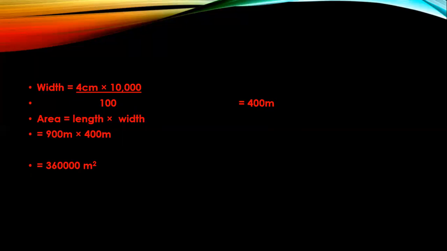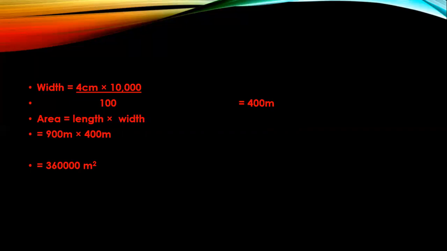Remember when in class 6, if I give you a rectangular plot whose length is 900 meters and width is 400 meters, then I'm asking you to find its area. Area of a rectangle is length times width. So 900 meters times 400 meters, your answer is very easy, 360,000 meter squared.